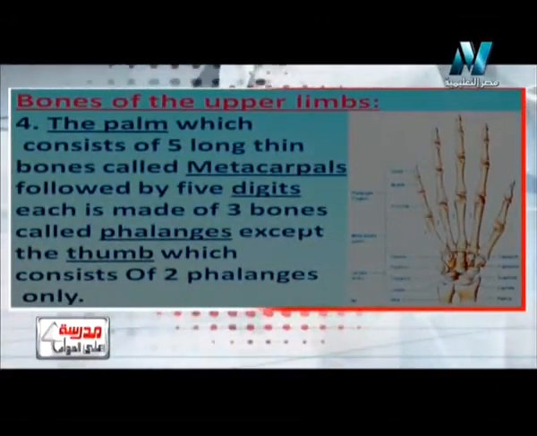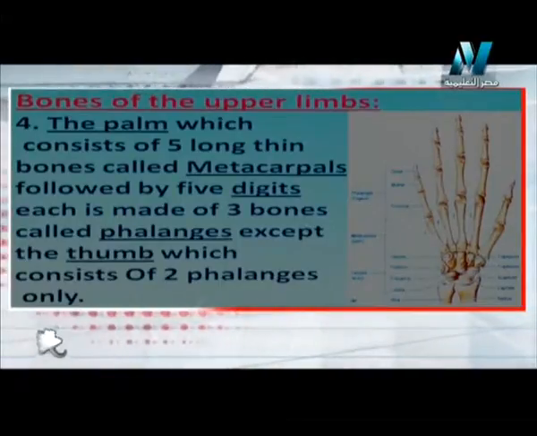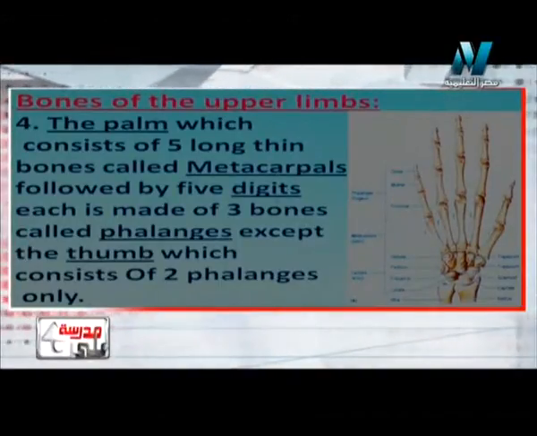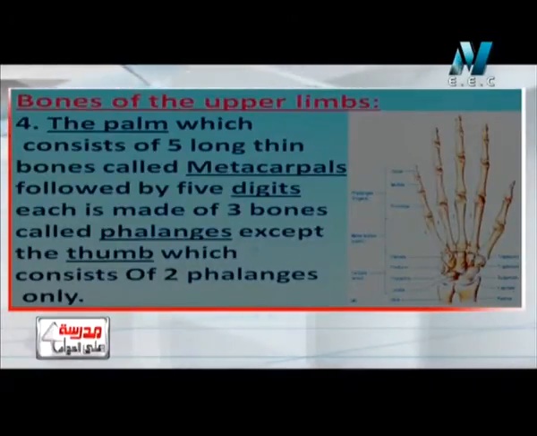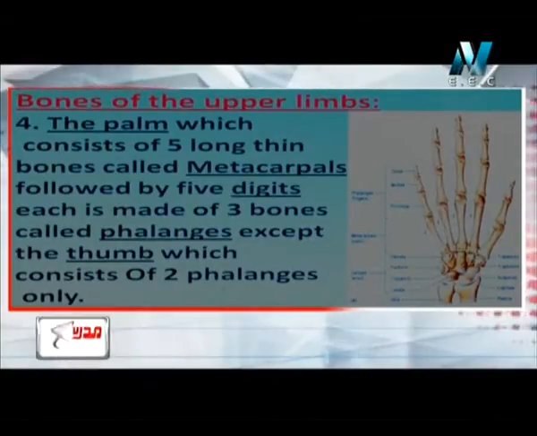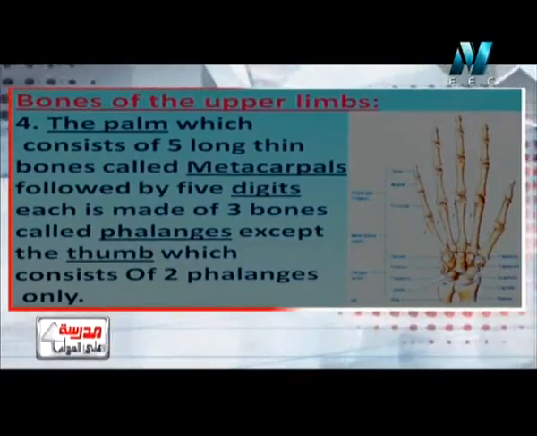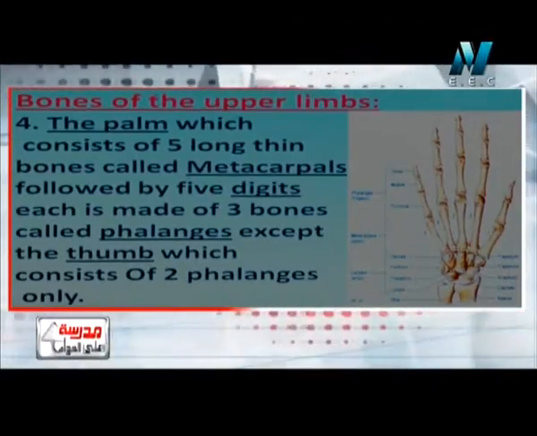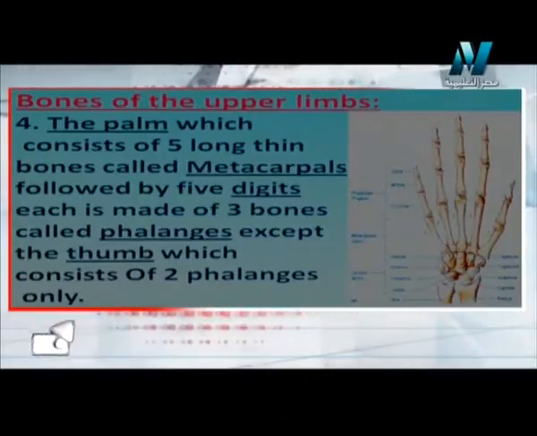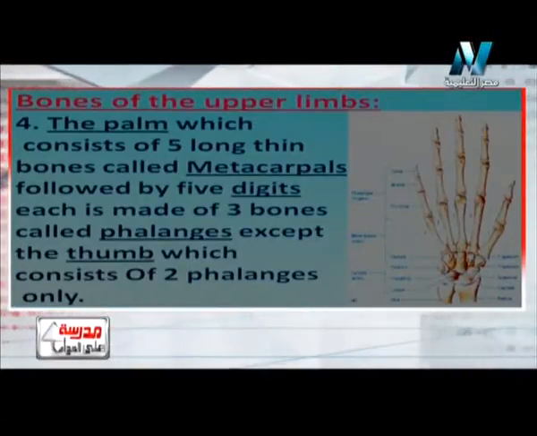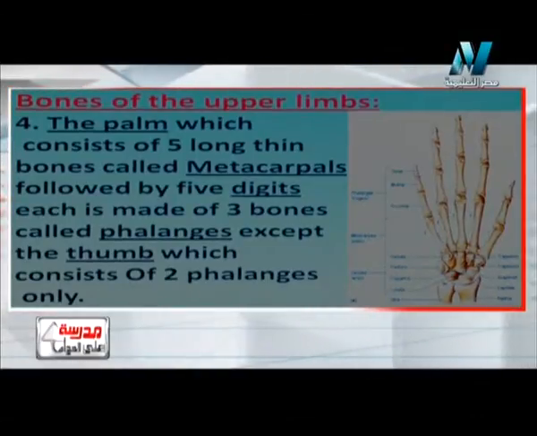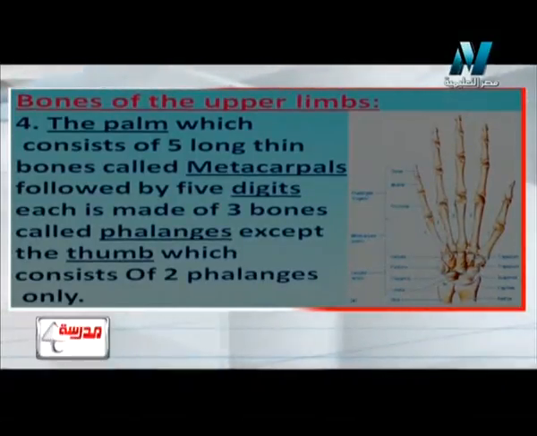The palm consists of 5 long thin bones called metacarpals, followed by 5 digits. Each finger is made of 3 bones called phalanges, except the thumb, which consists of 2 phalanges. If you look at the picture, here, this is the wrist. It consists of 2 rows of bones. The number of bones here is 8. They are called carpals.